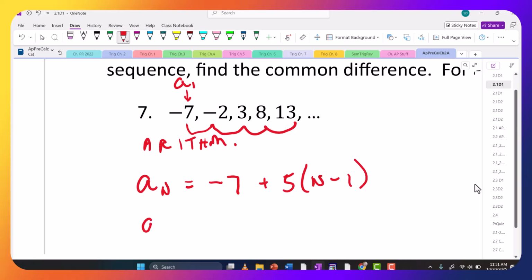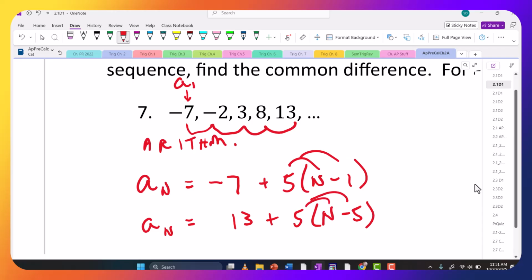Or, watch this. You want to get nuts? Let's get nuts. What if I put 13 in here? What should this be then? N minus what? What term is 13, everyone? 1, 2, 3, 4, 5. So this could be n minus 5. This is the whole point. You have options. If you distributed and simplified, both these answers would be the exact same. 5n minus 5, and then subtract 12, or 7. So that's 5n minus 12.